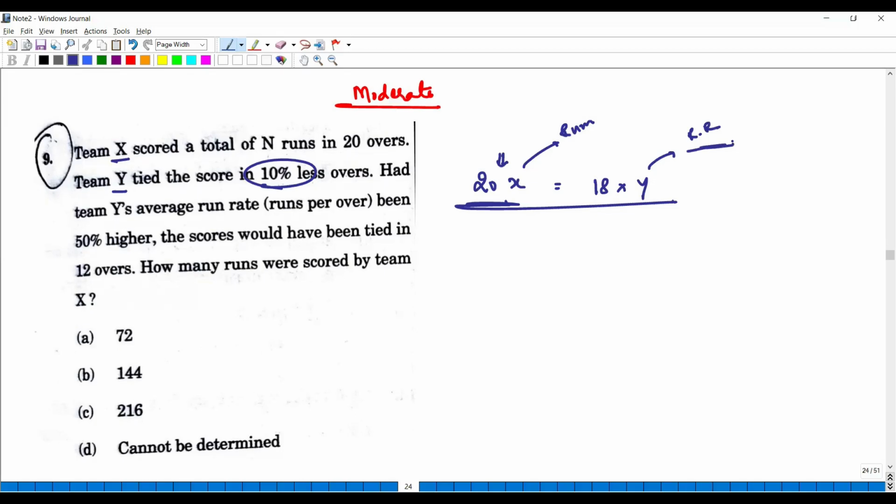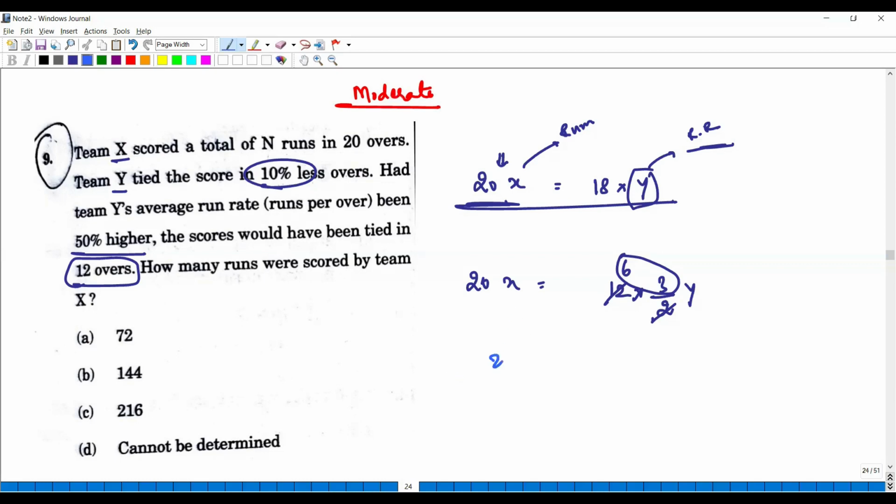Had X's average run rate been 50% higher, which is 3 by 2 of Y, which is 150% of Y, the scores would have been tied in 12 overs. It's tied in 12 overs. 2 ones are 2, 6, so again 6 3 is 18. So it's redundant. The information is already given.